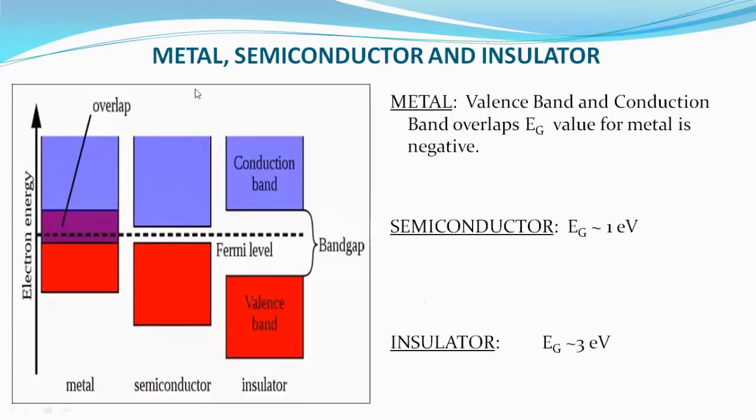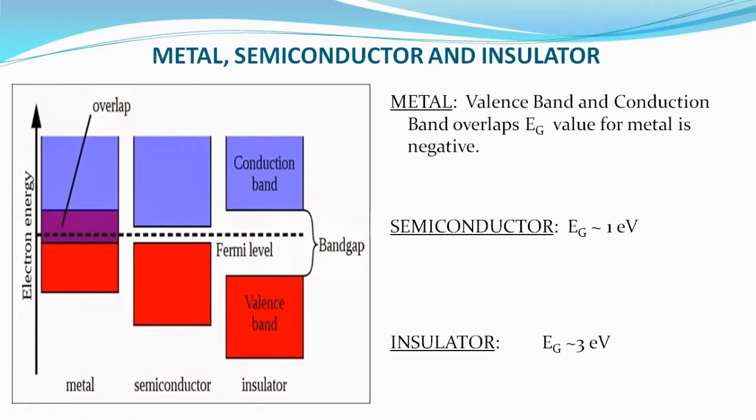Here you can see the energy band diagram for metal, semiconductor and insulator. For metal, conduction band and valence band get overlapped. So the value of energy gap Eg, which is the difference between conduction band minima and valence band maxima, is negative here as it is getting overlapped. So you can have a conducting electron very easily as there is no energy gap between the conduction band and valence band.